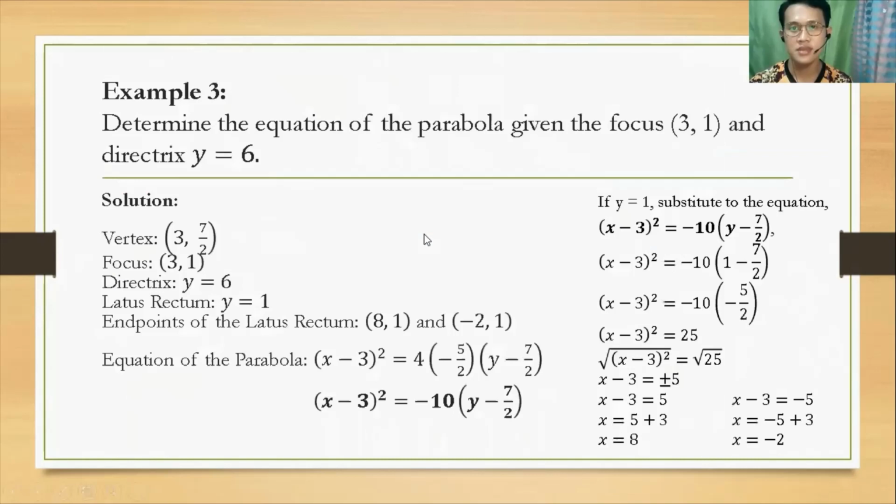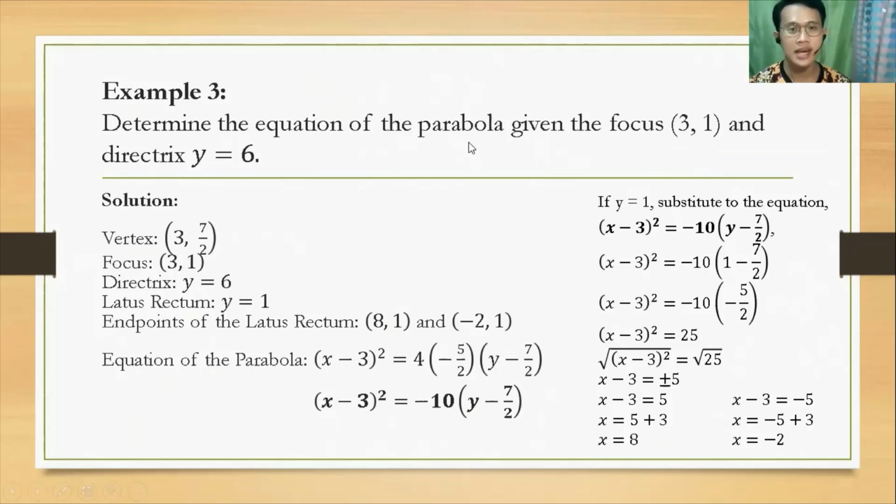Let's proceed. Example number 3. Determine the equation of the parabola given the focus (3, 1) and the directrix y is equal to 6. As you can see from our given, the only given there is the focus, which is (3, 1), and the directrix, which is y is equal to 6. How are we going to solve for that one? Our y value is equal to 1. We can substitute it to our standard equation.